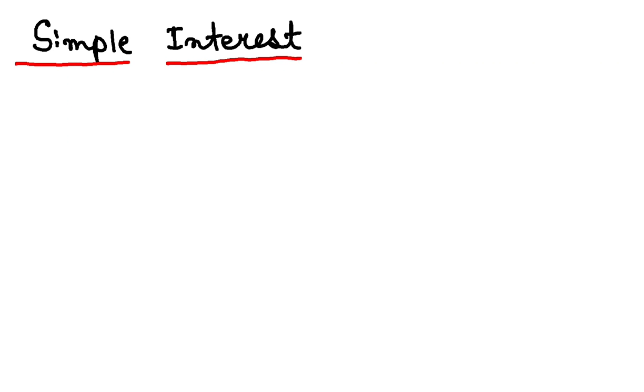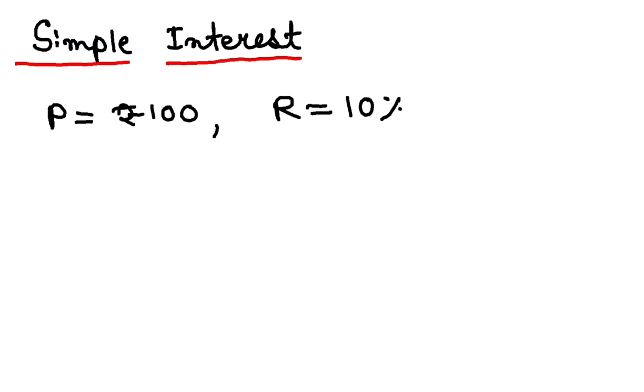Alright, so in this video we're going to learn about simple interest in detail. Let's say you have 100 rupees. So that's your principal. Your principal is rupees 100, and suppose you are depositing it in a bank, and the bank is giving you 10% per annum. Per annum means per year. So you have decided to deposit the money in the bank.